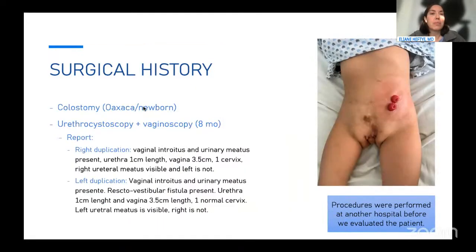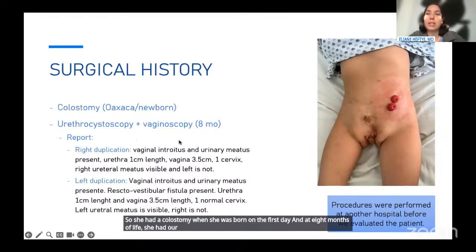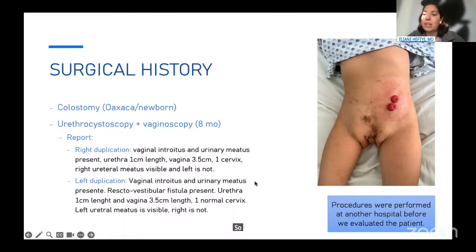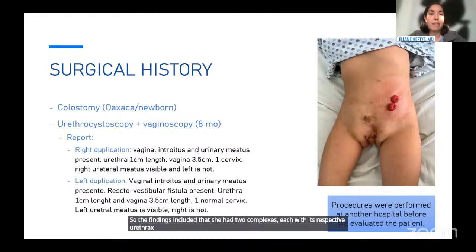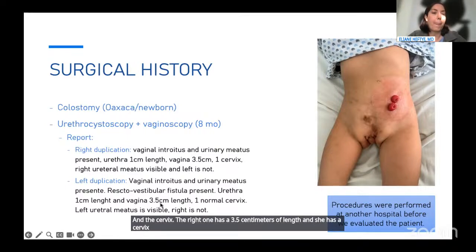She had a colostomy on the first day after birth. At 8 months of life, she had a urethrocystoscopy and a vaginoscopy, performed at another hospital, so we don't have the images available. The findings included two complexes, each with its respective urethra, vagina, and cervix. The right one has 3.5 centimeters of length and a cervix. In the left duplication, they reported a vagina of 3.5 centimeters of length.